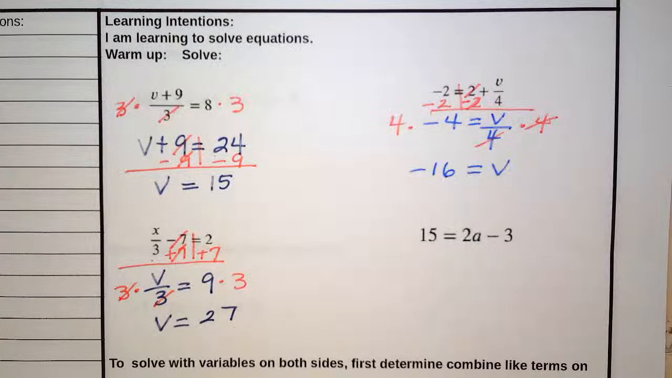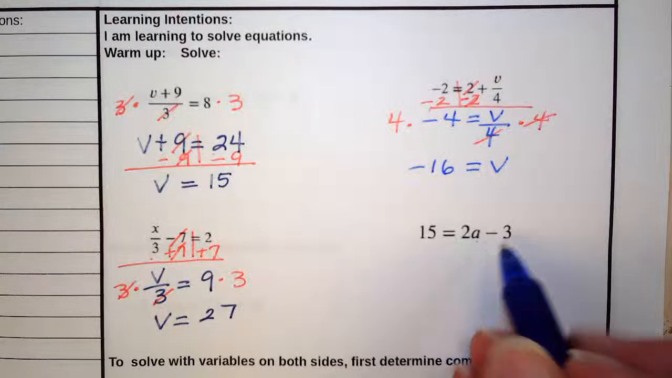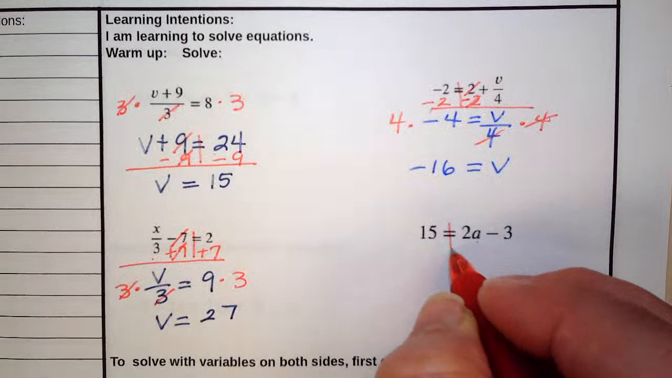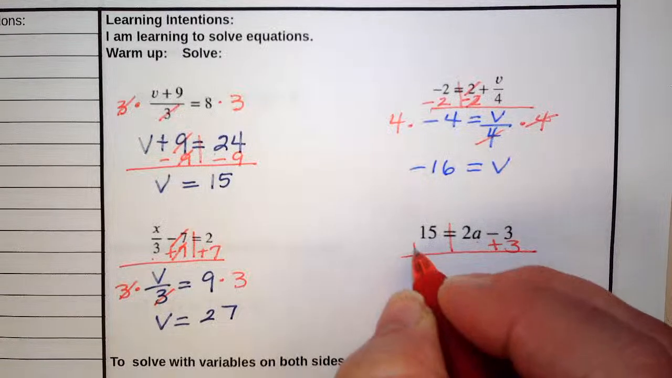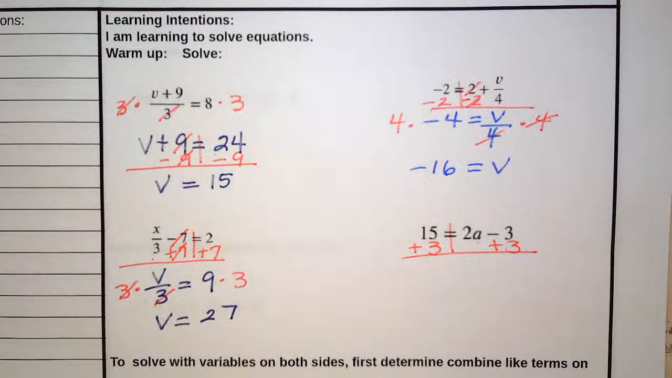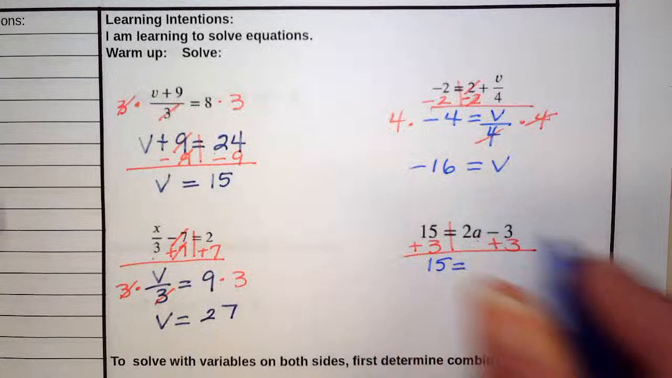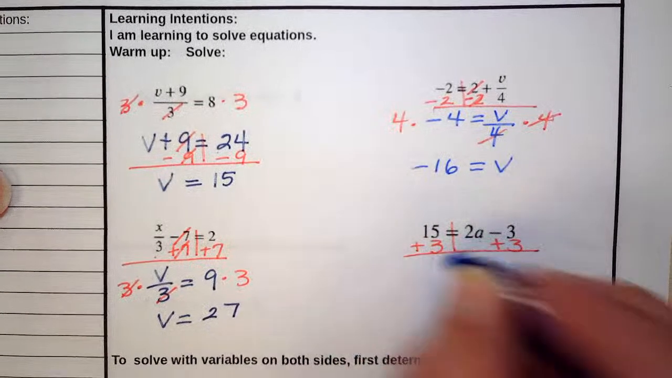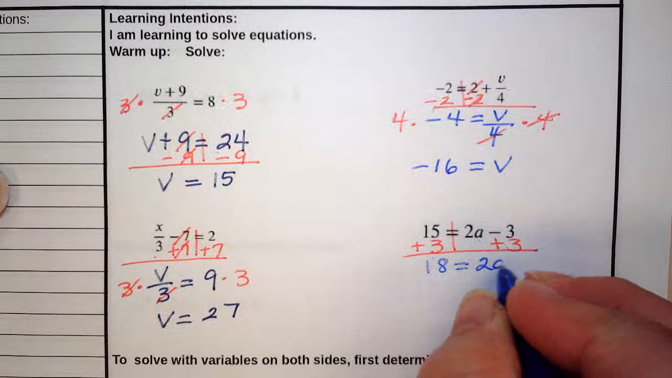For the last one, I've taken 2, I multiply by a, and then I subtract 3. What was the last thing I did? Subtract 3. What do I undo? Add 3. 15 is equal to, or 18, sorry about that. 15 plus 3. 18 is equal to 2a.